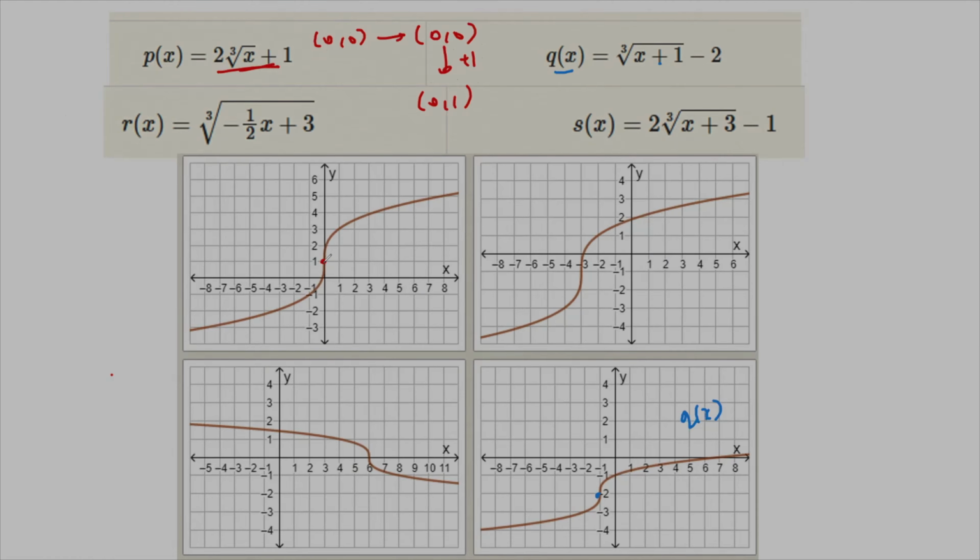None of them has it. Let's take one more point. If (1, 1) is on the function, and I multiply by 2, y should become (1, 2). And then add 1 to the y, so it is (1, 3). So (1, 3) will be on the graph also. This is the answer. So this is actually P of x.